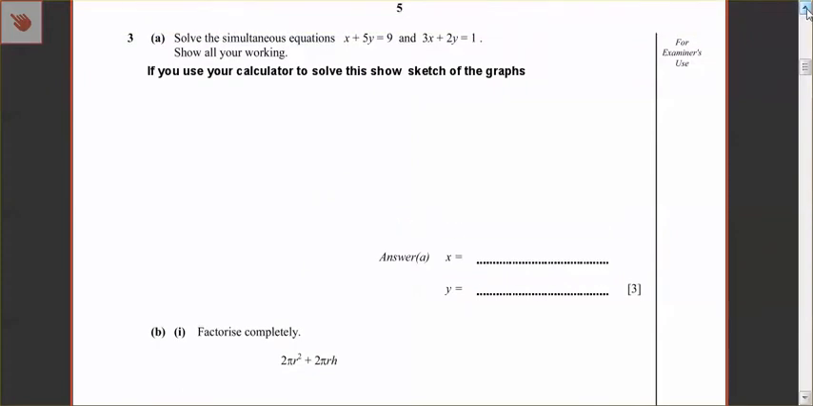Simultaneous equations. I didn't do any of that. Now I've said here, it says show real working. If you use your calculator to solve this, show a sketch of the graphs.